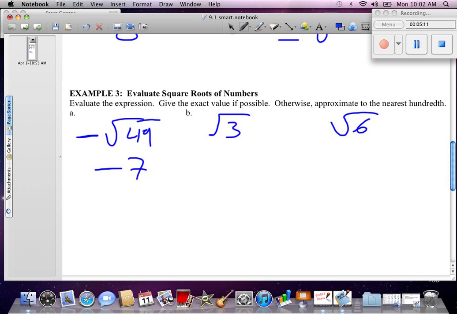Okay? It gives you a very long number, but our instructions say give the exact value if possible. Otherwise, approximate to the nearest hundredth. How many decimal places after the decimal point are you going for the hundredth? 2. Okay? So it would be what, Kenya?